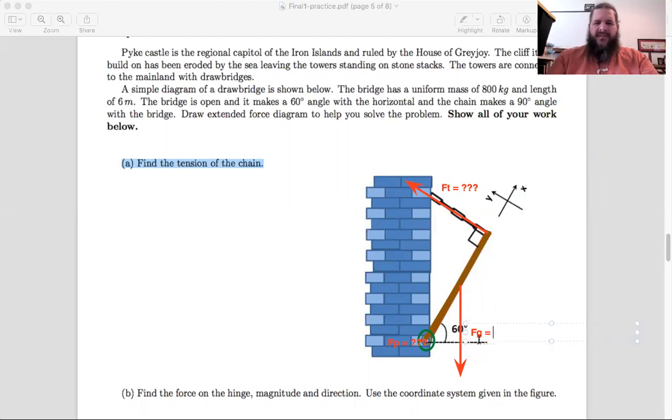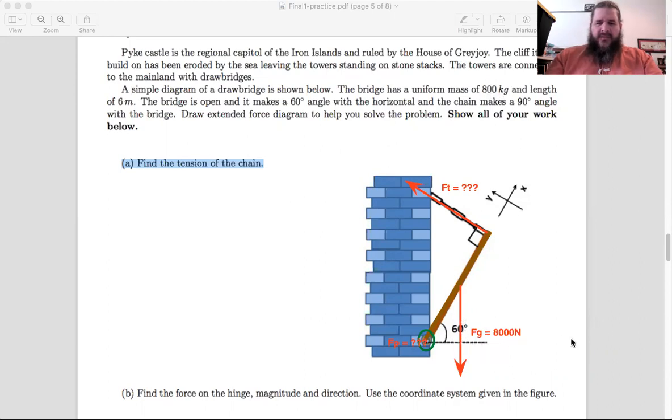And how strong should we expect gravity to be here? Yeah, it should be 8,000 newtons because the mass of the drawbridge is 800 kilograms. Force of gravity should be mass times acceleration of gravity. Mass is 800 kilograms. We're treating g as approximately 10 meters per second squared. 800 times 10 would be 8,000 newtons. So that will be the force of gravity on the drawbridge.